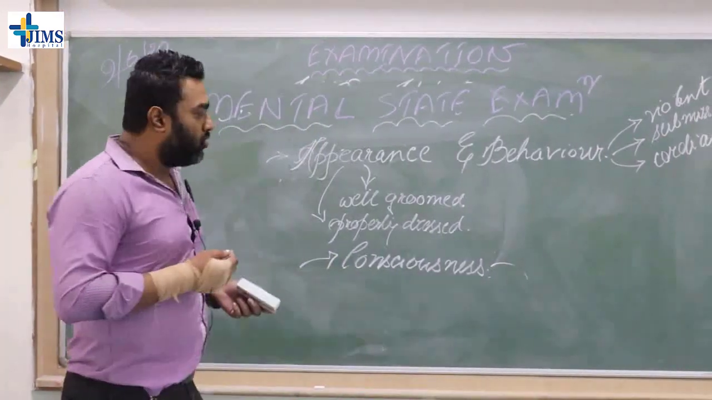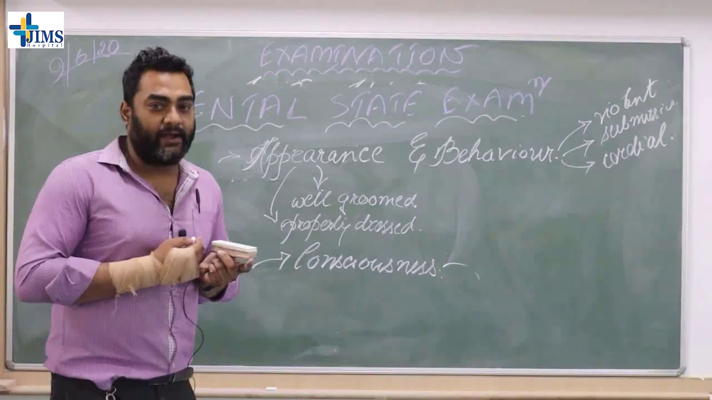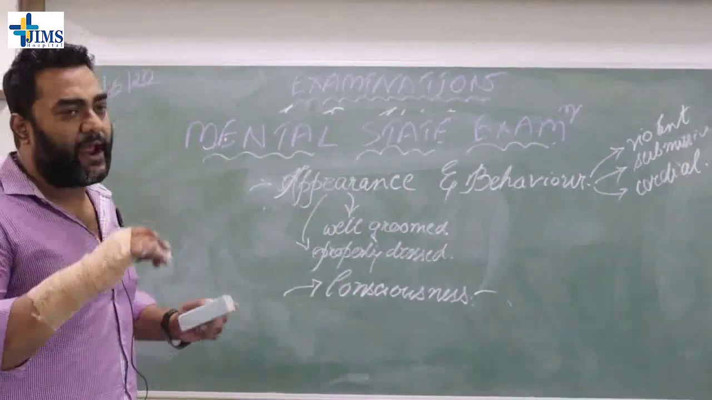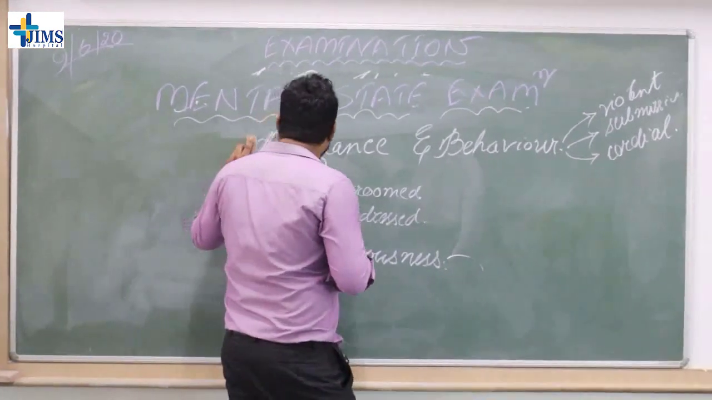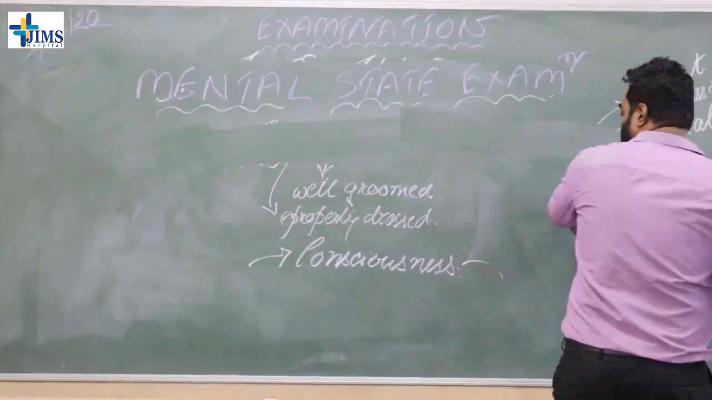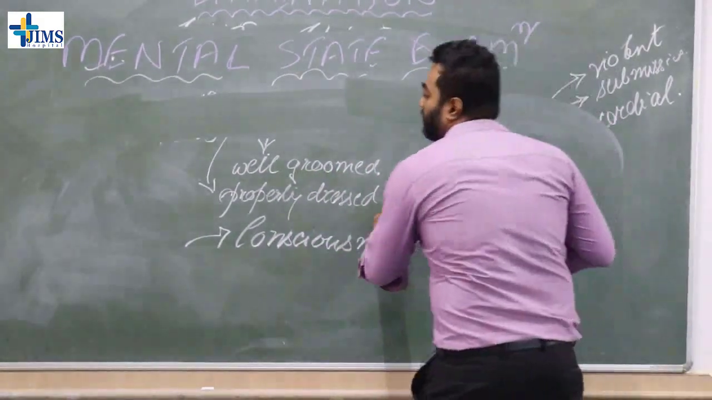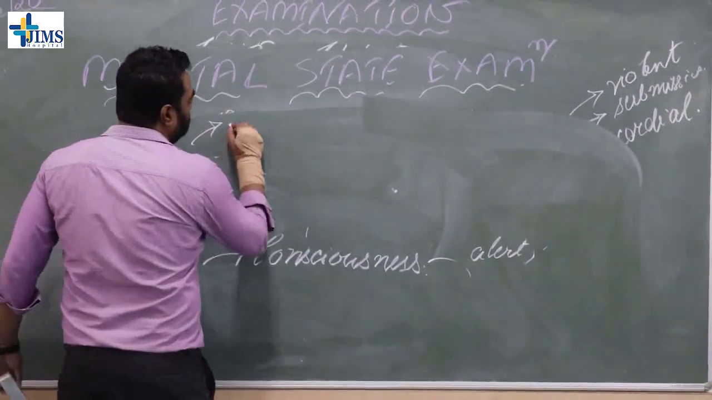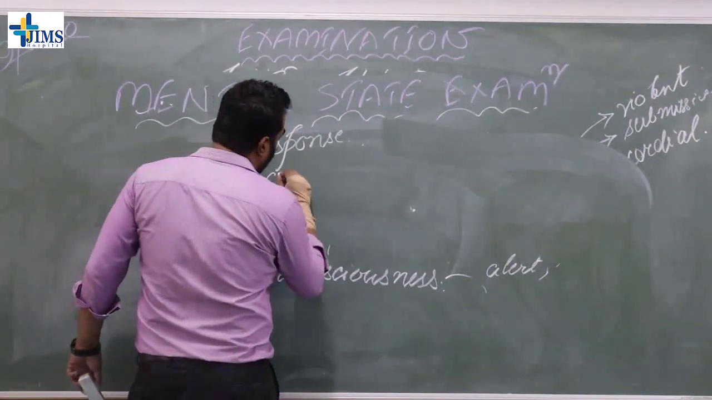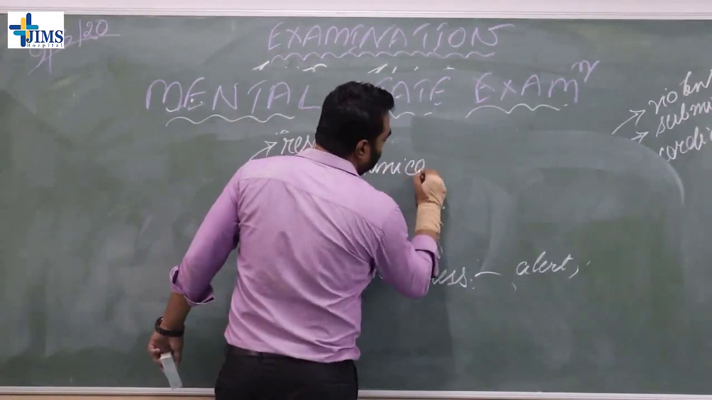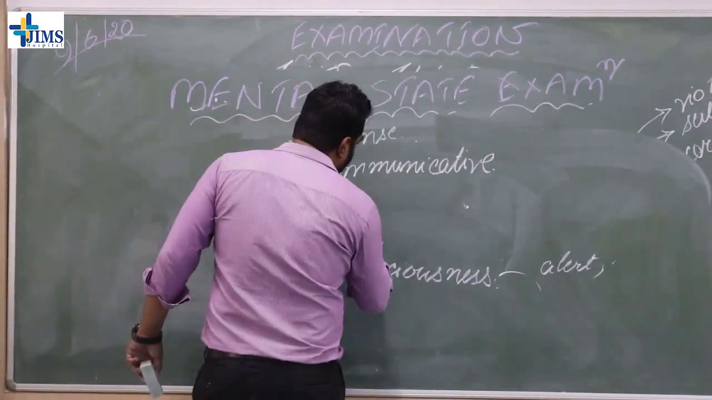These are all the things we should get to know to come to a proper diagnosis of a psychiatric patient. So each and every minor detail is involved and needed to come to a diagnosis of the patient, because the psychiatric diagnoses are very intertwined among themselves. Then in the consciousness, we see whether the patient was alert or not, responding to questions, whether the patient was communicative or not. Whether the patient was cooperative or not, this is very important.